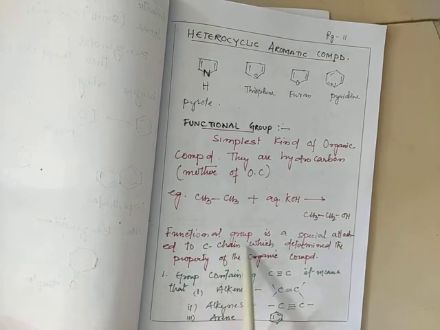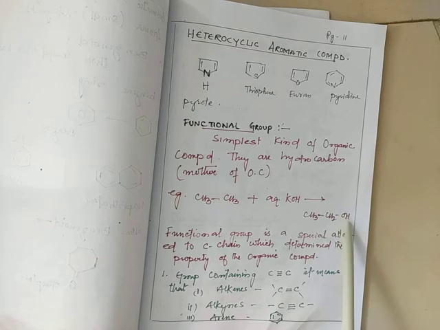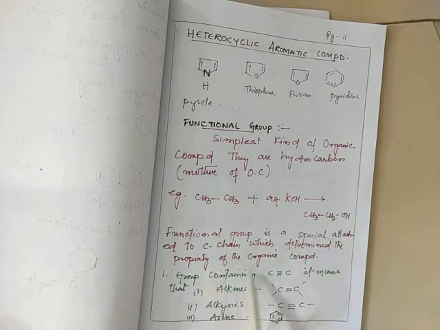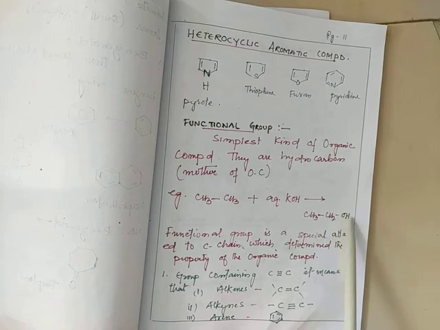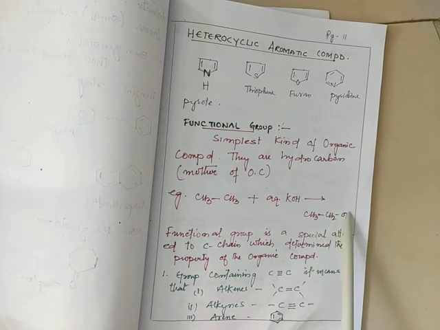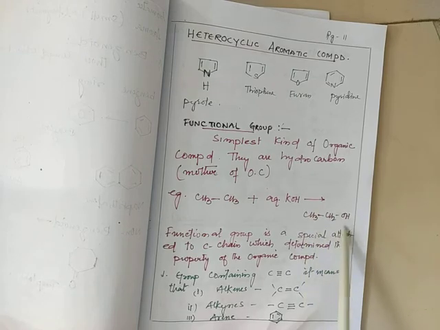Now, a functional group is a special group attached to the carbon chain. Here this OH is the functional group of alcohol, which attaches to the carbon chain and determines the properties of the organic compound. So this OH is attached to this carbon, and we determine that this is the property of the organic compound. We can identify that this compound is ethanol.